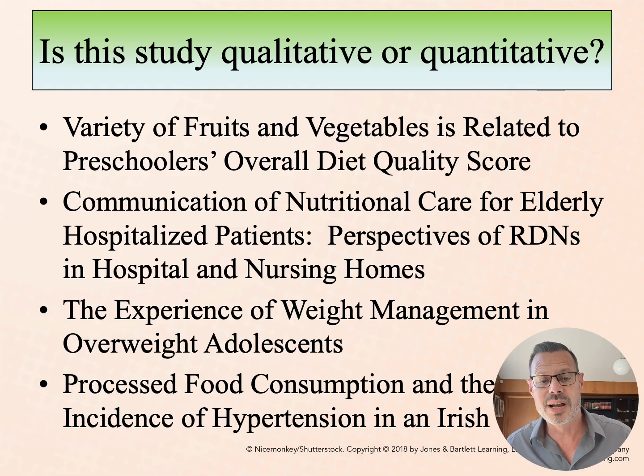It's going to be quantitative, right? It's incidence. We've got processed food. We know that there's going to be numbers in there, and it says cohort. So when we look at a cohort, we know that there was some experimental or quasi-experimental data that happened.